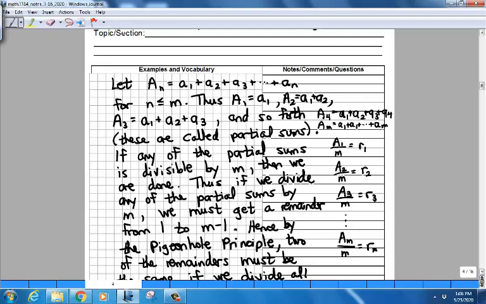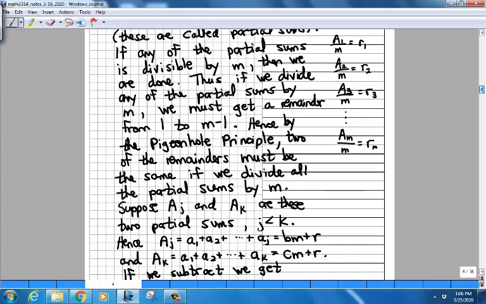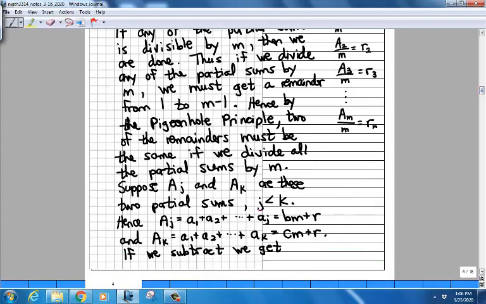Interesting. If two of the remainders are the same, that means two of my partial sums have the same remainder when I divide by m. I don't know which two these are, so let's suppose the two partial sums are a sub j, I'm not sure what this subscript is, and the second partial sum that gives me the same remainder when I divide by m, let's call that a sub k.